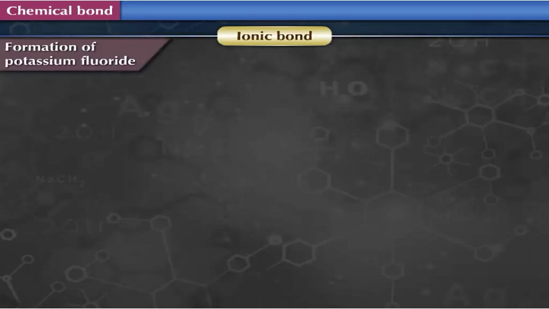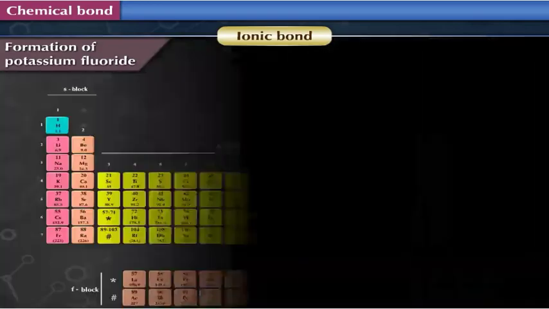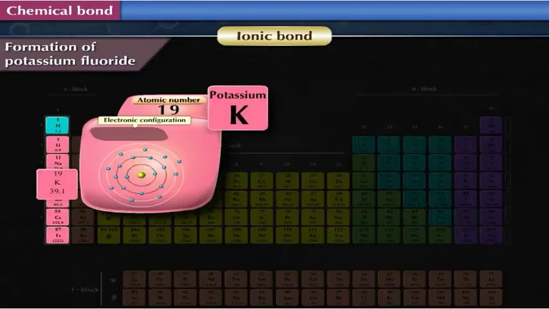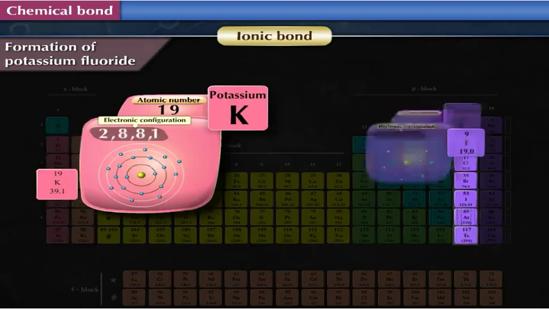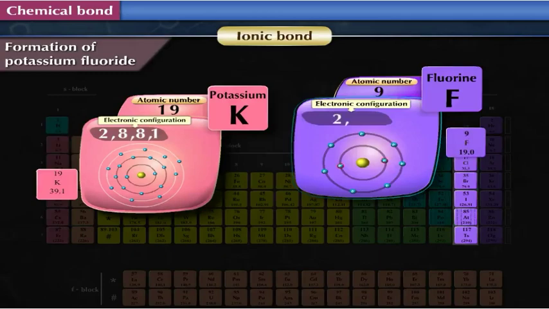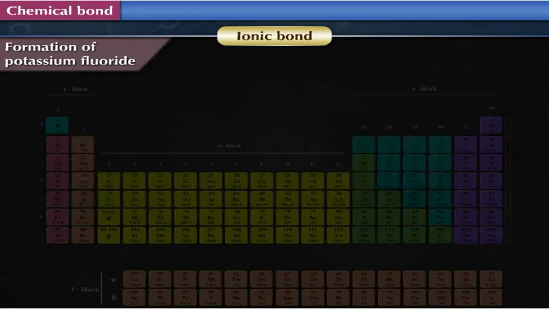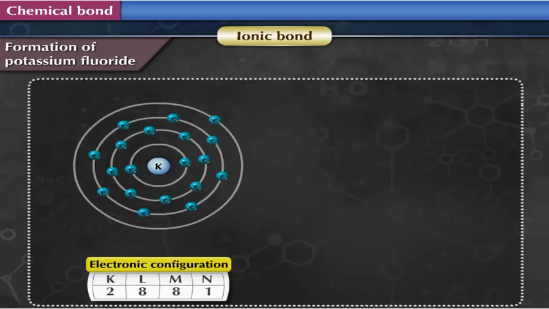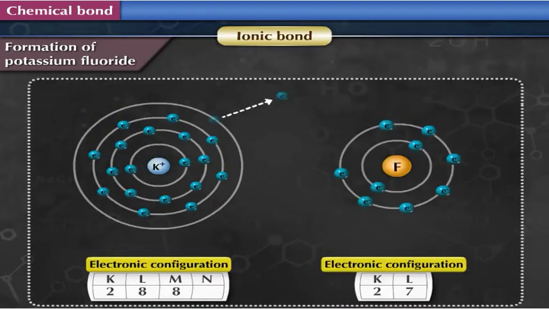Formation of potassium fluoride. The electronic configuration of potassium is 2, 8, 8, 1 and that of fluorine is 2, 7. Potassium loses the lone electron from its outermost shell to form a potassium ion. This electron is accepted by fluorine atom to form a fluoride ion.